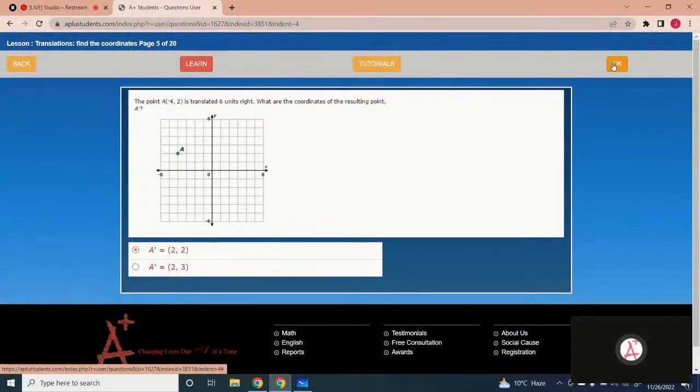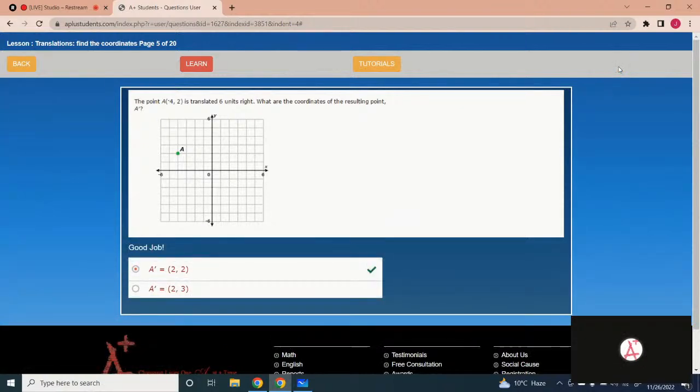If you have any problem, please write the question in the chat box. I'll answer all your questions if you have any. Okay, the new coordinates are 2, 2. So click on the OK button.